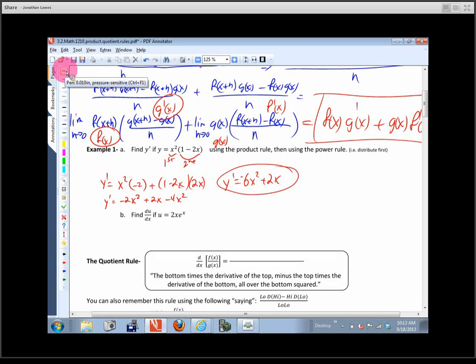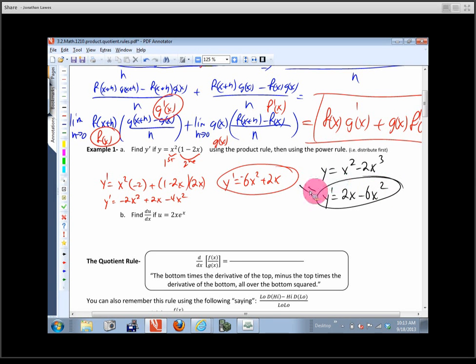Okay, now, using yesterday's tools, the only way that you could do this was write this as a power function. So if I go through and I rewrite that as x squared minus 2x cubed, and then differentiate it using the power rule, I get y prime equals 2x minus 6x squared. They're the same thing. Okay?